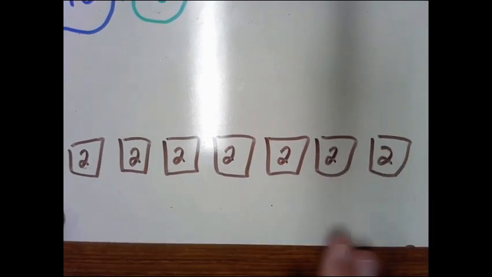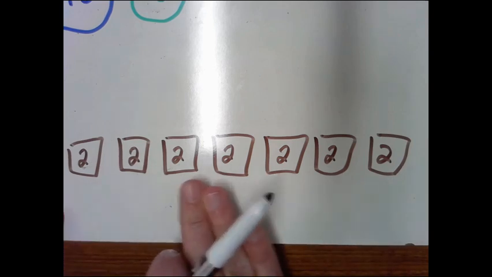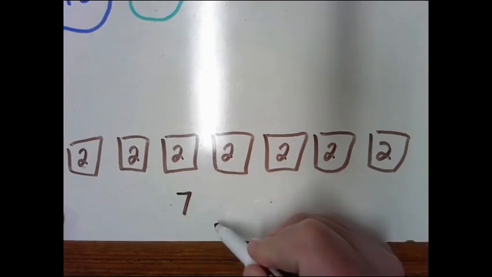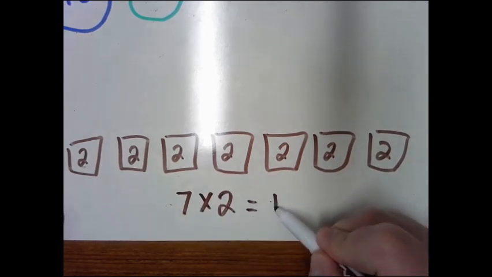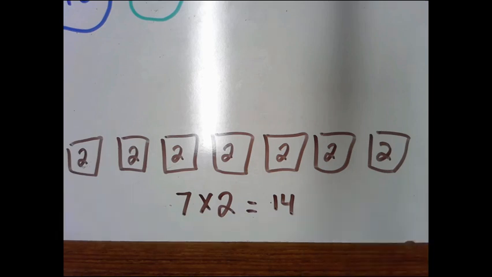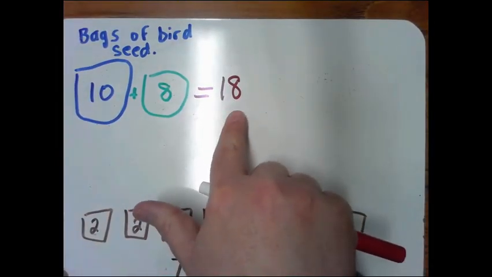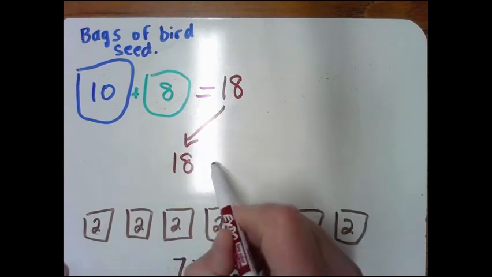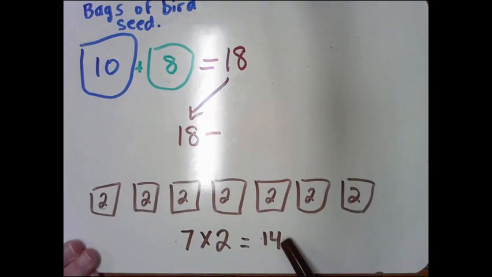Now, to figure out how much he used in all, we could simply count by 2s. 2, 4, 6, 8, 10, 12, 14. Or we can go 7 bird feeders times 2 pounds each. And that equals 14 pounds that he used in all. So let me just back up here. We're going to take the 18 pounds that he started with, and we're going to subtract it from the 14 pounds that he used.